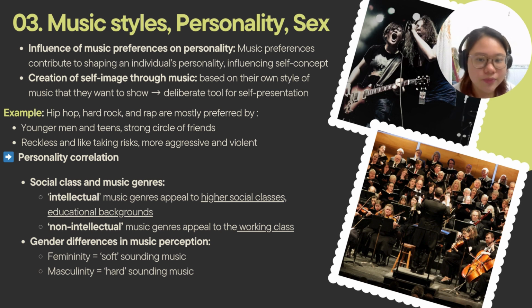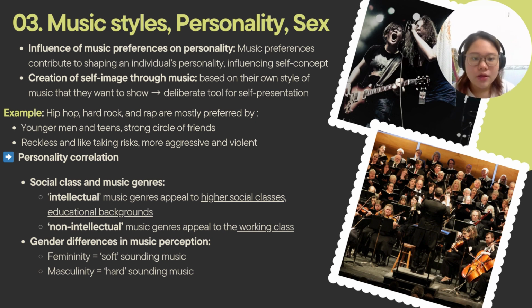So let's take an example to make it clear. Music styles such as hip hop, hard rock, or rap are mostly preferred by young men and teens who have a strong circle of friends, and that kind of music reflects their social bonding. Also, those described as reckless, risk-taking, and more aggressive and violent also prefer this style of music, and it indicates a personal correlation between their personality, the image they want to show people, and the music style that they choose to listen to and to sing.